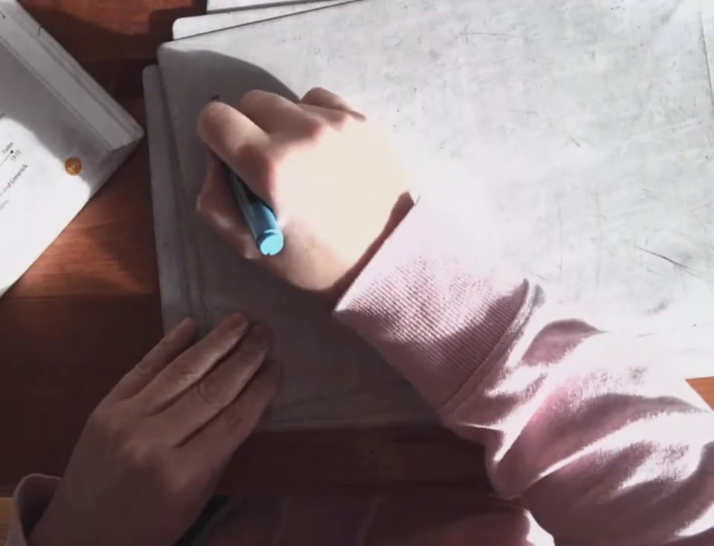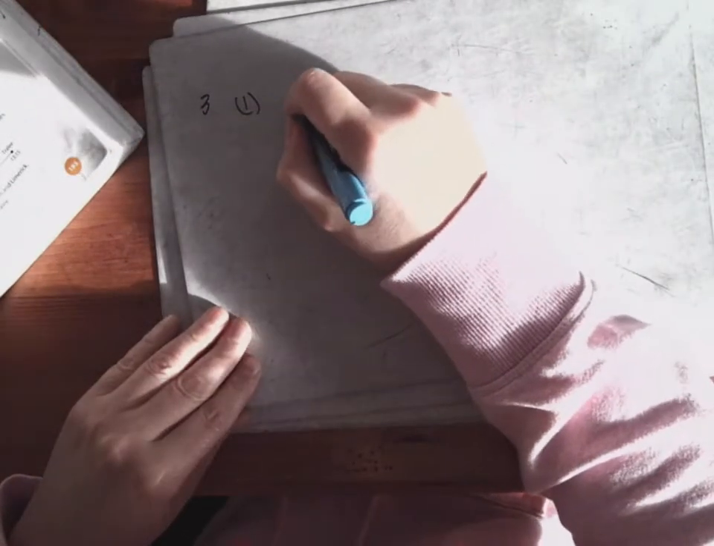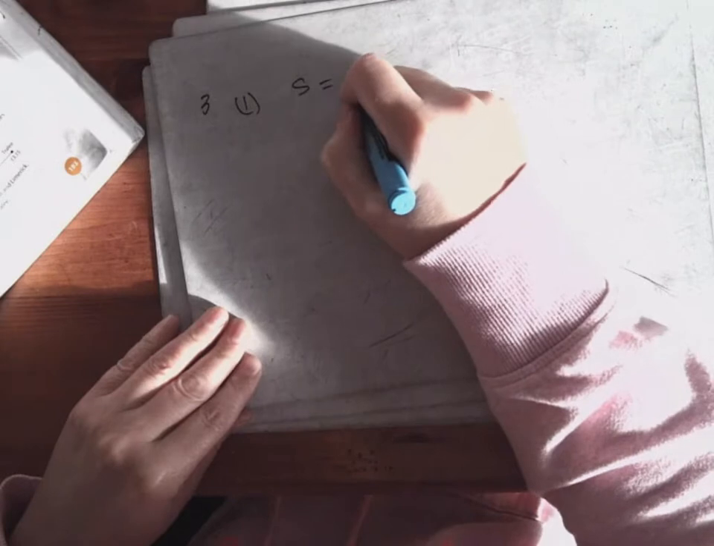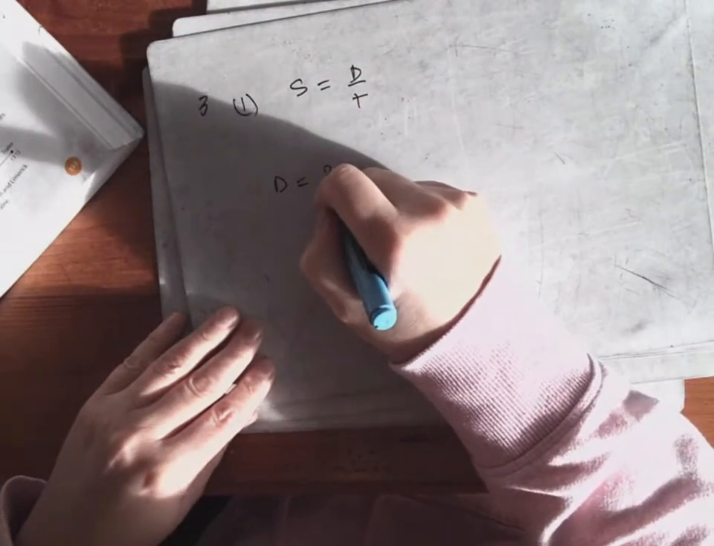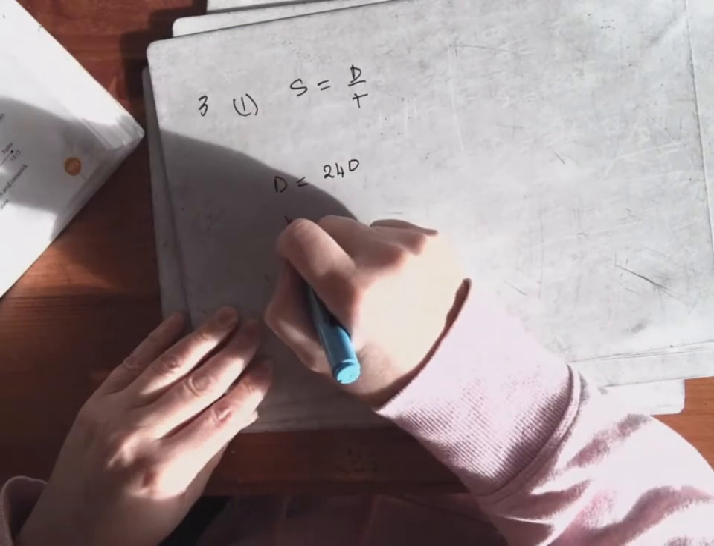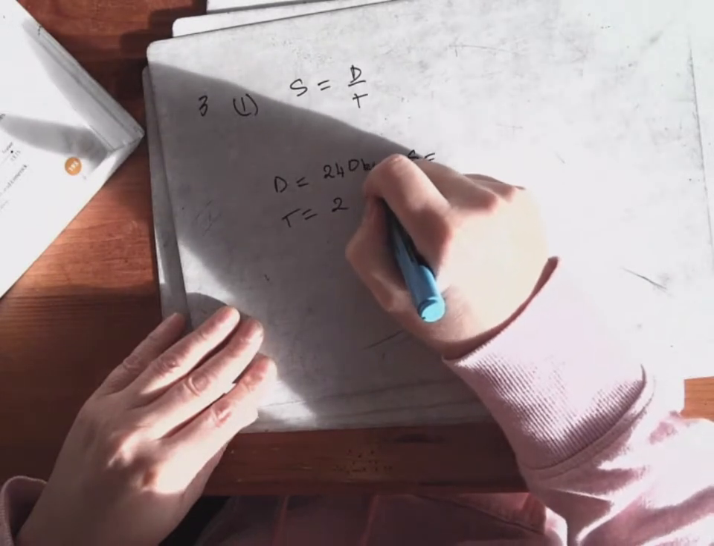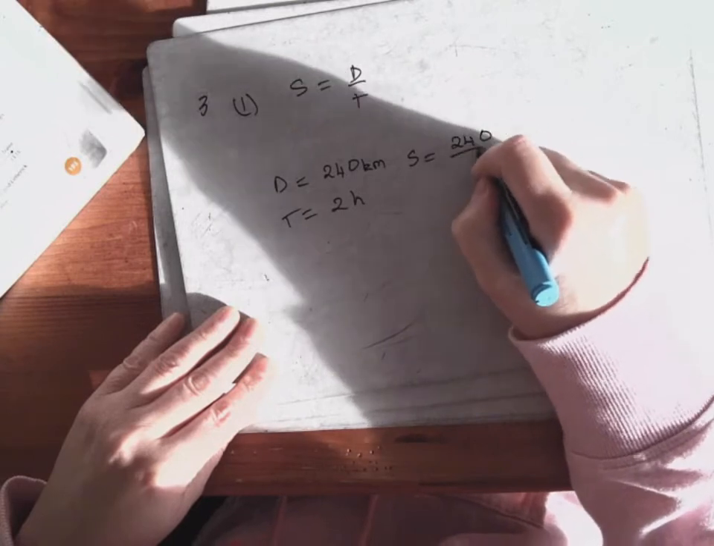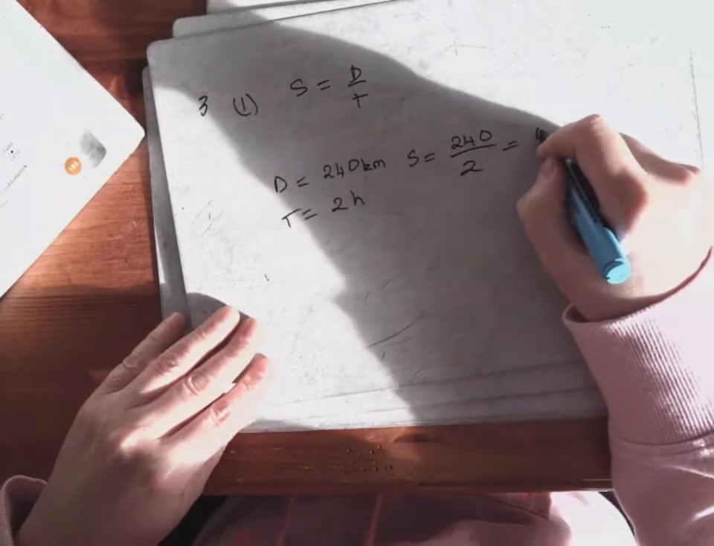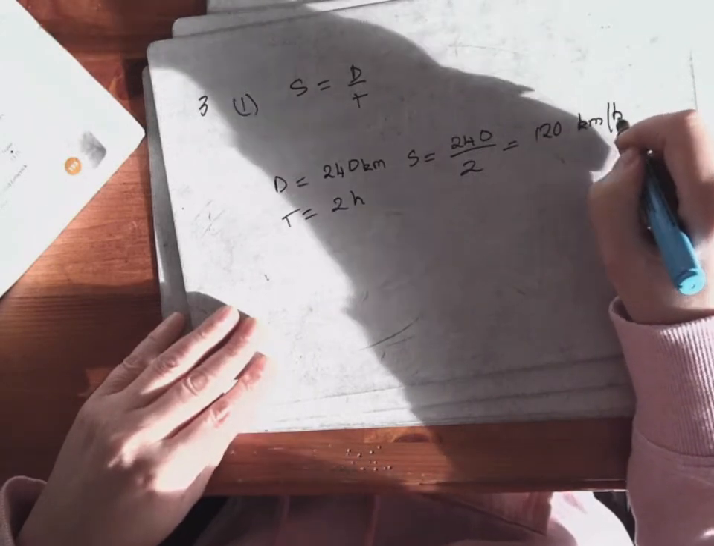There's lots of parts to number 3, but I want to show you how to do it, just in case you didn't get it on the video. We're looking for speed in all of these. So speed equals distance over time. In part 1, the distance is 240 kilometres and the time is 2 hours. So it's 240 kilometres over 2 hours, which is 120 kilometres per hour. That was just an easy one to get you started.